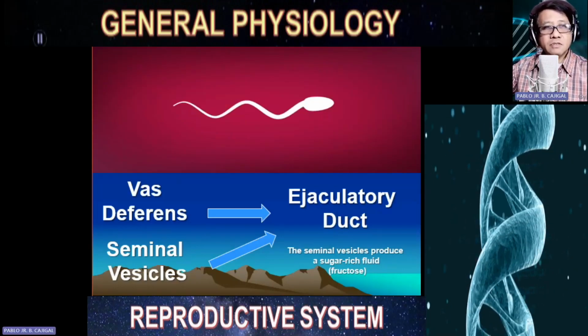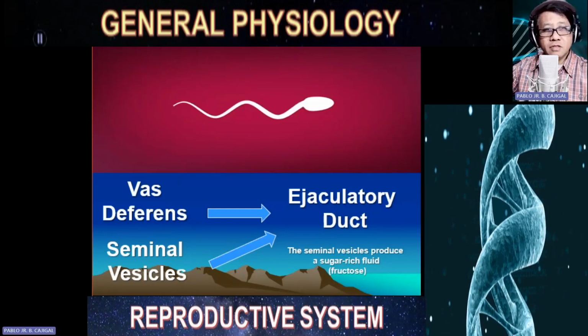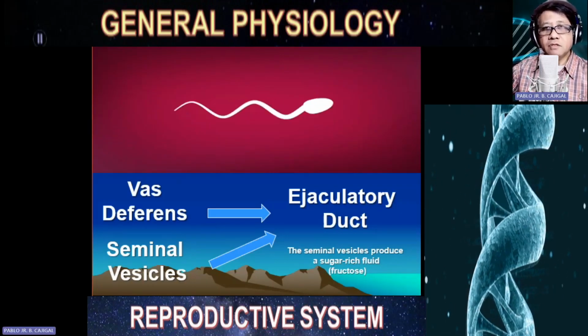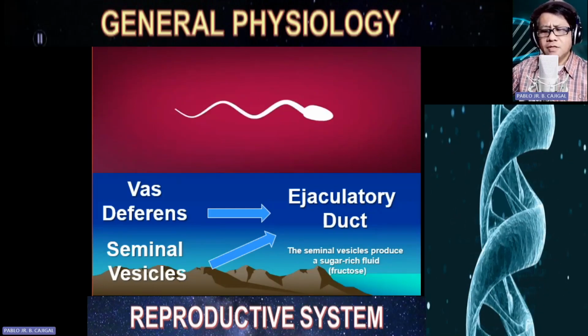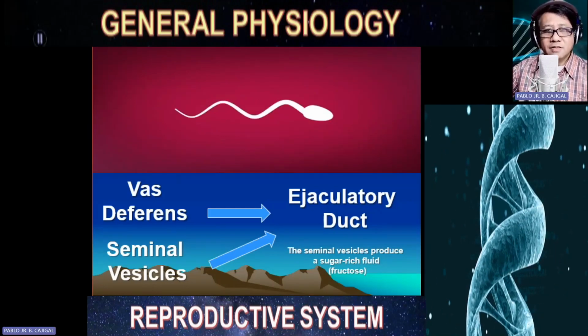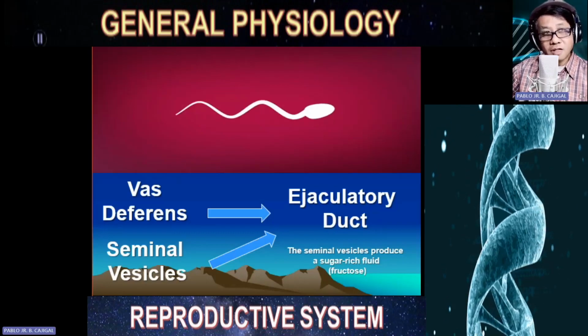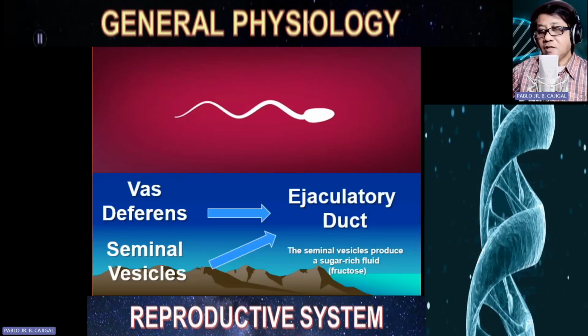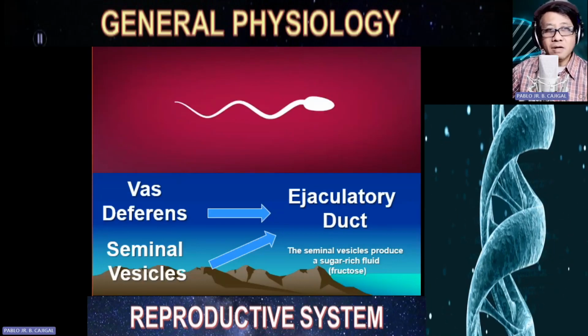So, para saan itong sugar-rich fluid na ito? Itong sugar-rich fluid na ito yung parang pabaon sa mga sperm cells. Di ba? Kasi mahaba yung kanilang lalakbayin papunta sa egg cell ng babae. So, kailangan nila ng konting pagkain or baon, di ba?